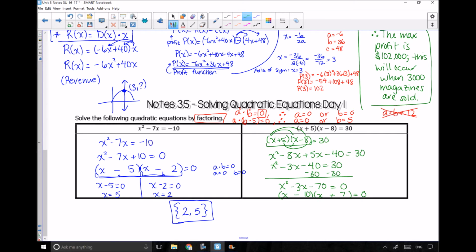Okay, so now that I've done that, I set each part equal to 0. So I'm going to say x minus 10 equals 0, or x plus 7 equals 0. Well, here x equals 10, and here x equals negative 7. So therefore, my solutions are going to be 10 and negative 7.